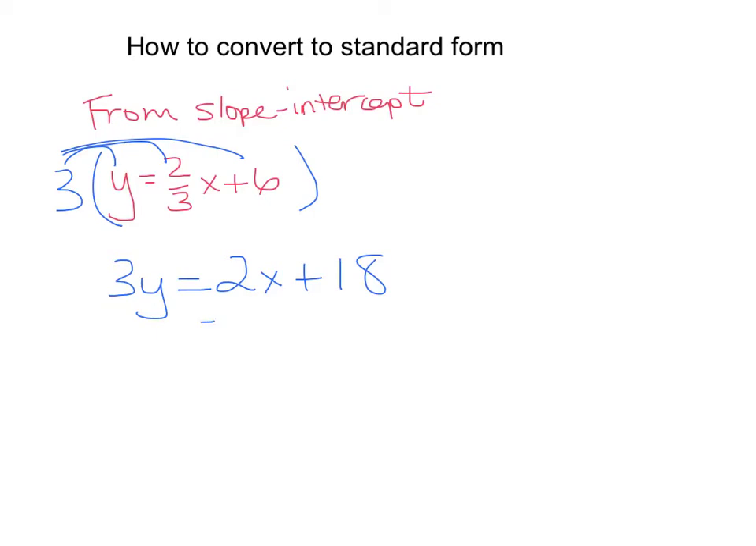So to get to standard form, we need all the variables on one side. So we'll say minus 2x plus 3y equals 18. Okay, notice the order. I put x first and then y, just how we do it.